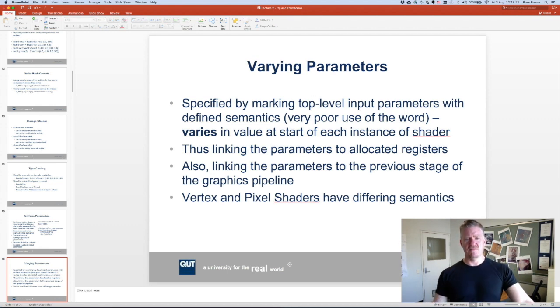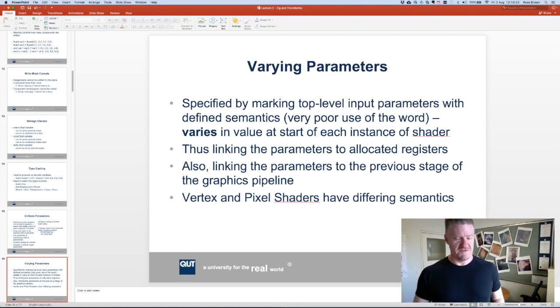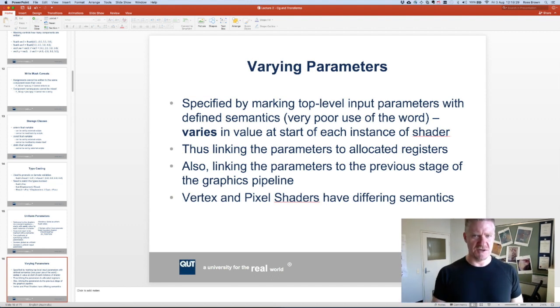Varying parameters are parameters which vary for each instance of the shader. So the shader may be called thousands of times across the screen, and in this case, these varying parameters are streamed to them. So they are the things such as the mesh vertices. All the mesh vertices come through as varying parameters. So you might call the shader thousands of times across the screen, and it gets different parts of the mesh given to it every time it's called.